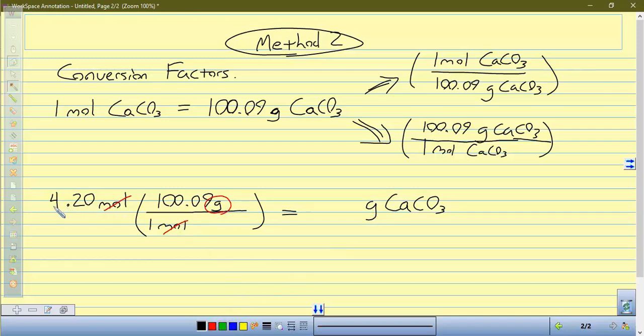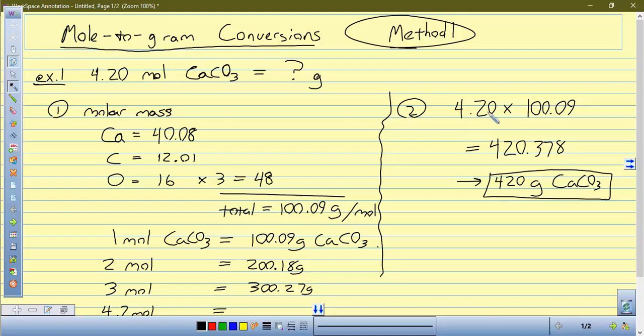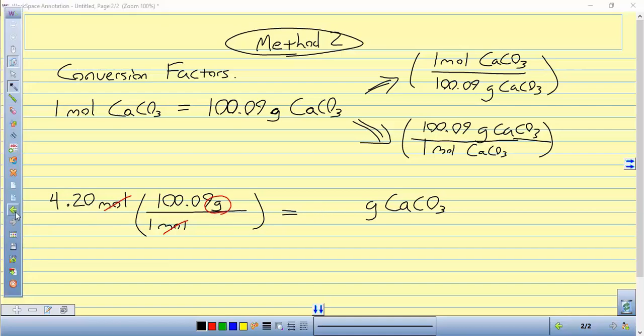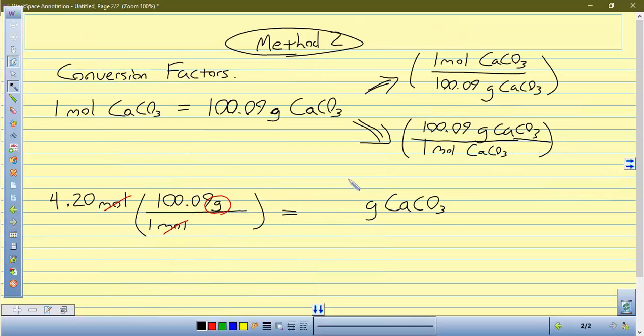And what we end up with is 4.2 on top, 100.09 on top, and when they're both on top, we multiply. So essentially, method 2 is just a different way of thinking about the exact same thing. You remember here we multiplied, and here again we're multiplying. It's just a different way to write it down and set it up. If you like algebra and you're a math-minded person, then this is probably your favorite way to go. You're going to get the same answer either way as long as you know to multiply when you do that.